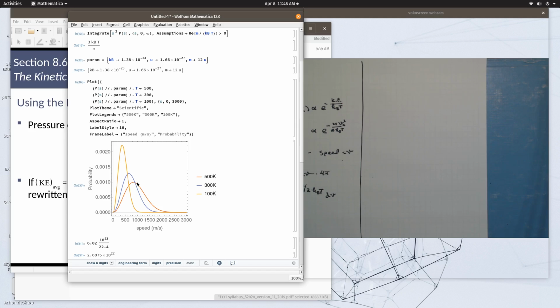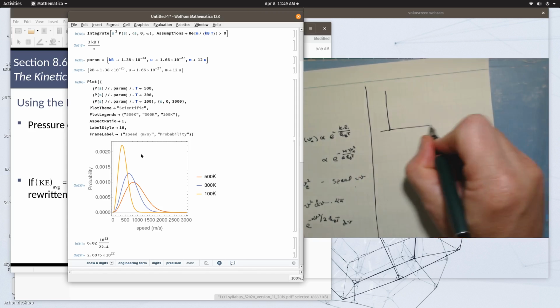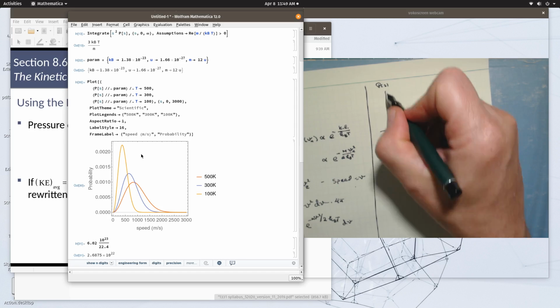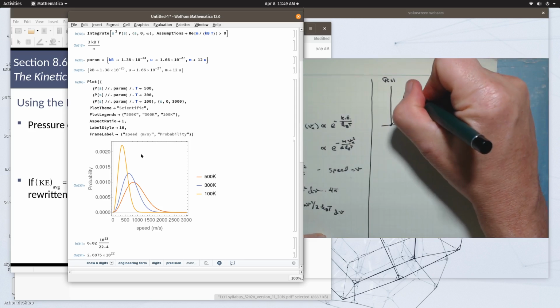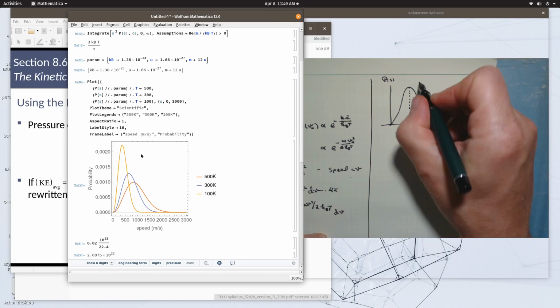Let me point out a couple things about this distribution. First of all, this is a speed, so I don't have negative speeds. I can only have positive speeds. As I increase the temperature, the most likely speed changes. Let me draw out this curve, just to give an idea. If this is the speed, and this is the probability of the speed, I get something that goes up like this and comes down like that. This is the most probable speed.